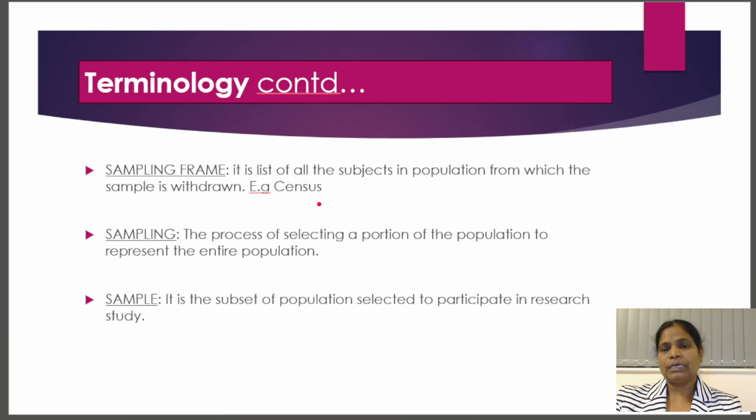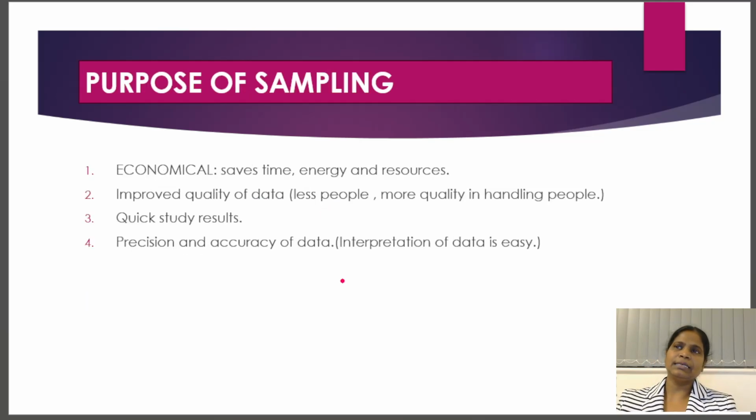Okay, so for example, census. Now sampling is a process, as we have defined earlier, of selecting a portion of the population, and this portion of the population selected will represent the entire population to whom the researcher actually wants to generalize his findings. Next, a sample is a subset of the population selected to participate in the research study. These are the terminologies which we come across in sampling.